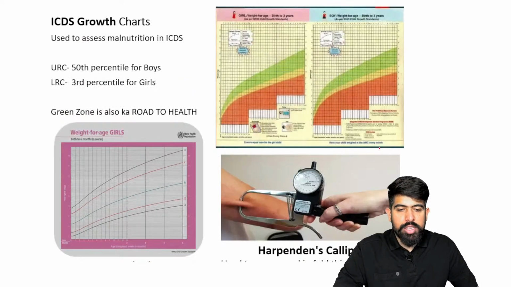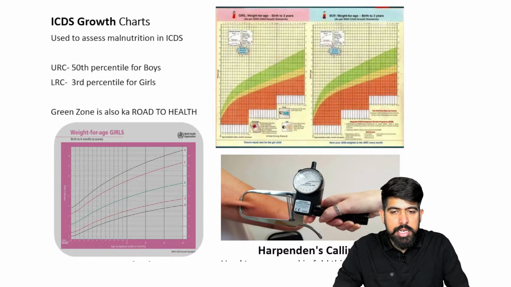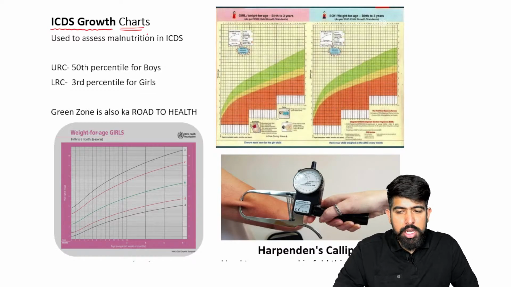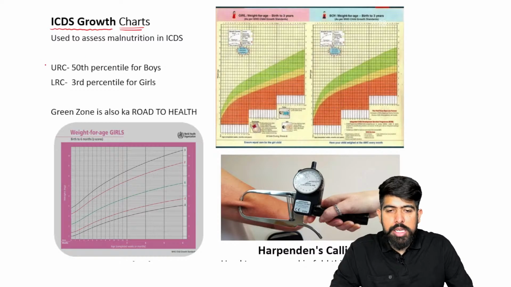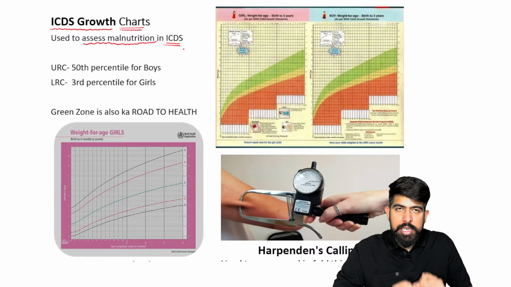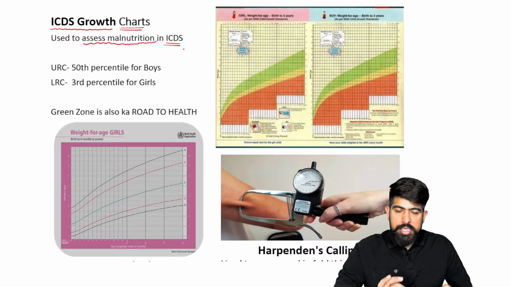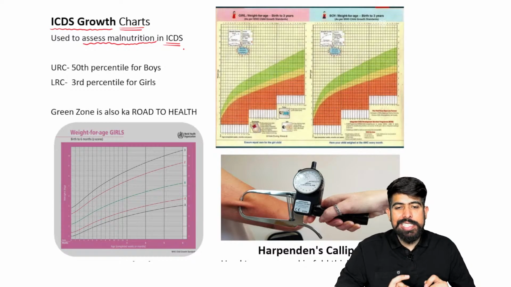Now I'm moving forward to the next one. We have the ICDS. As we talked about, this is the Integrated Child Development Services. This Integrated Child Development Services has the growth charts, and this is used to assess malnourishment in the child, right? This is coming under the Integrated Child Development Services only, and this is your ICDS chart.